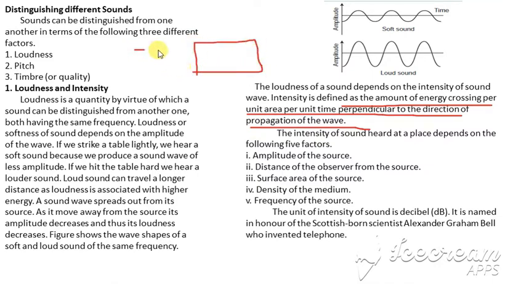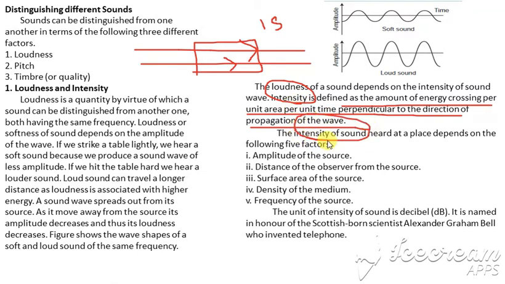So for one unit area, for one unit time, that is 1 second, how much energy is crossing. So if you see that, that denotes your intensity, and this intensity depends on the amplitude of the source, distance between the source and the observer, surface area, density and frequency. Intensity depends on all of these.